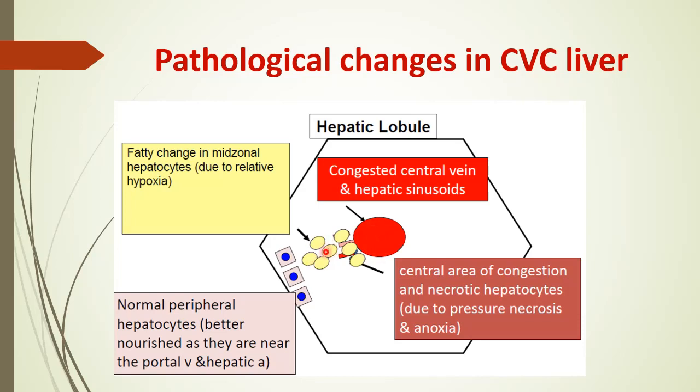The second zone, the mid-zone between the central vein and the portal tract, shows fatty change. The fatty change is due to relative hypoxia. And the third zone, which is normal, the hepatocytes around the portal tract, the periportal hepatocytes, is not affected by hypoxia or anoxia because they are better nourished as they are near the portal vein and hepatic artery.